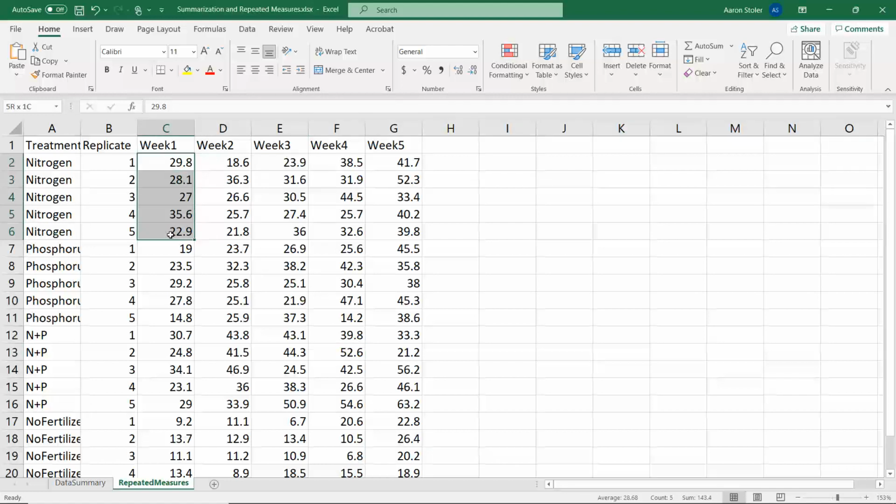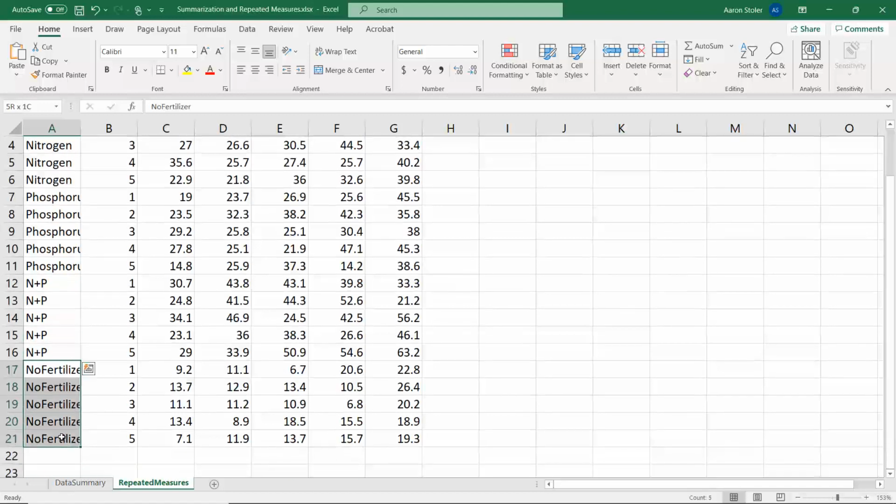And you can see that I have growth for the 5 replicates for nitrogen in week 1, the growth in week 2, the growth in week 3, the growth in week 4, and the growth in week 5. Now, I don't want to graph each individual point. I want to graph the average of this, and the average of this, and the average of this, and the average of this, and then the average of this, and then I want to do that again for phosphorus, and then again for nitrogen plus phosphorus, and then again for no fertilizer.